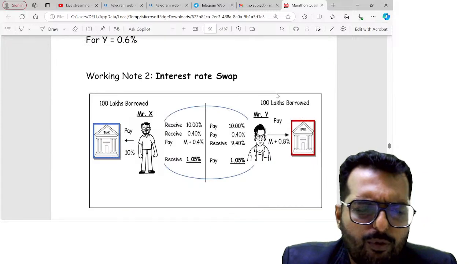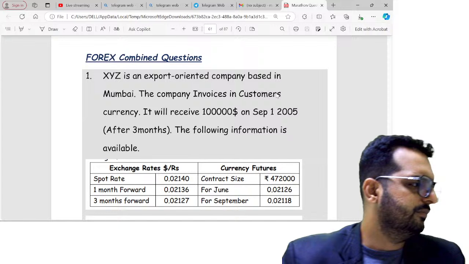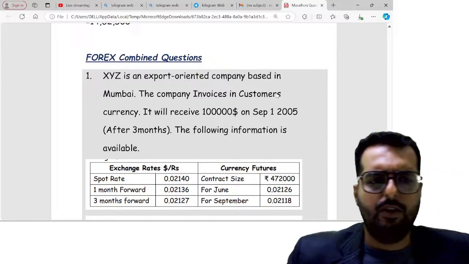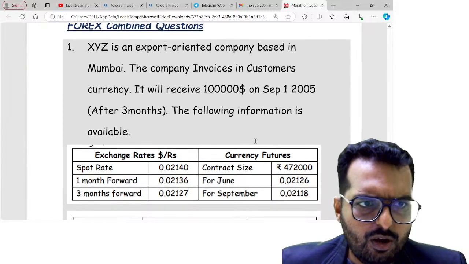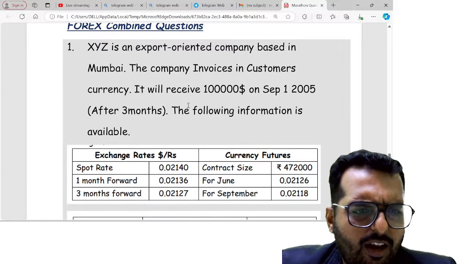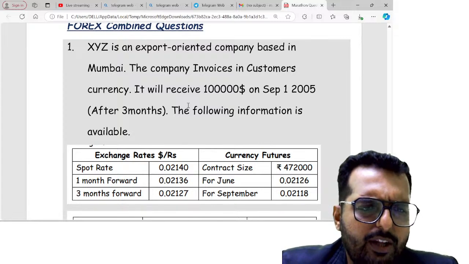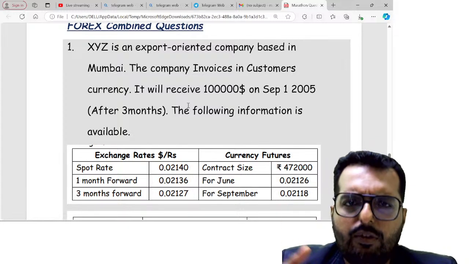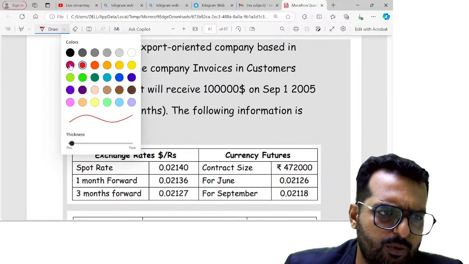Next, we are going to do some beautiful Forex questions, which is the last part of this class. We have a Forex combined question, which is one of the questions I have done in my classes also, but this is one of the best questions. So I couldn't avoid this from my 15-hour marathon. They are asking you about three options: one is forward, another is futures, and the last one is no hedging. Let us go through this question.